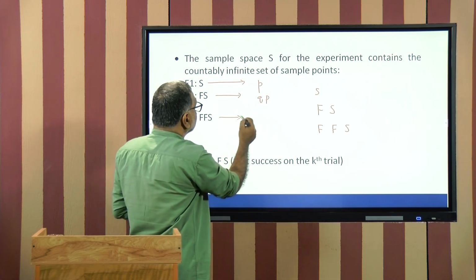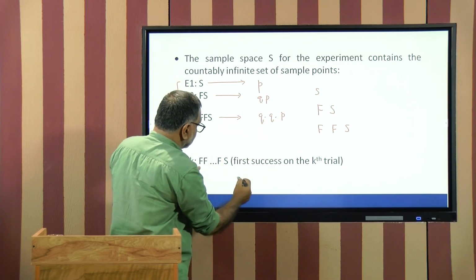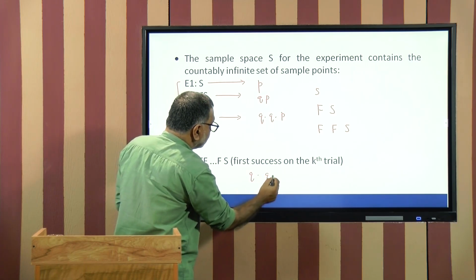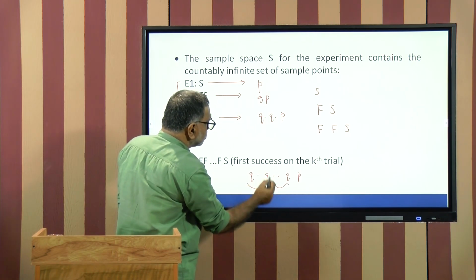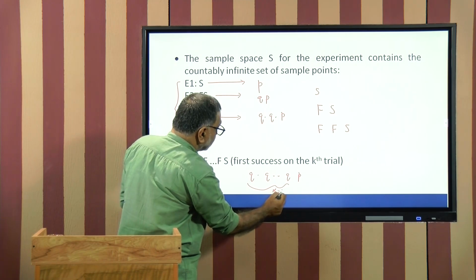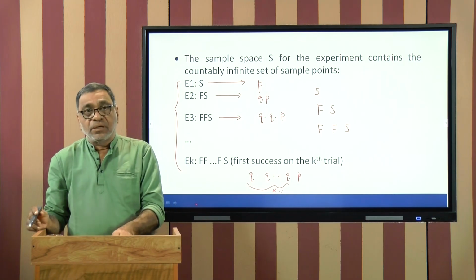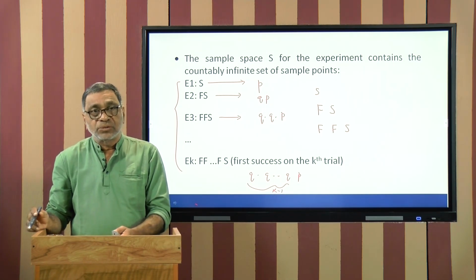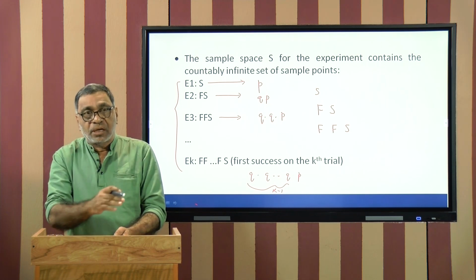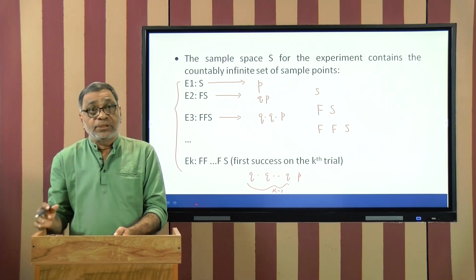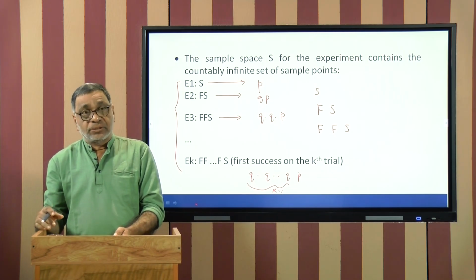And if this is the situation, the probability is Q into Q into P. And in this situation, the value is Q, Q, Q, etc. up to P, with K minus 1 Qs. So, we are performing the Bernoulli sequence of independent trials with the probability of success P until a success is obtained. Then the events are like this, and the corresponding probability values are P, QP, Q square P, etc.